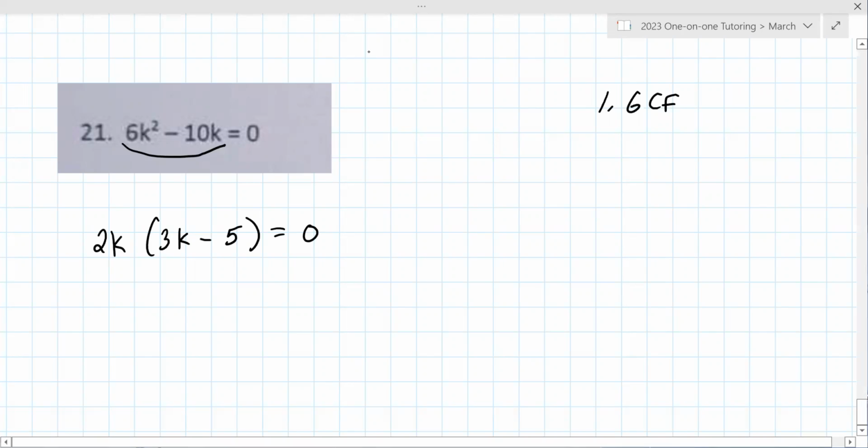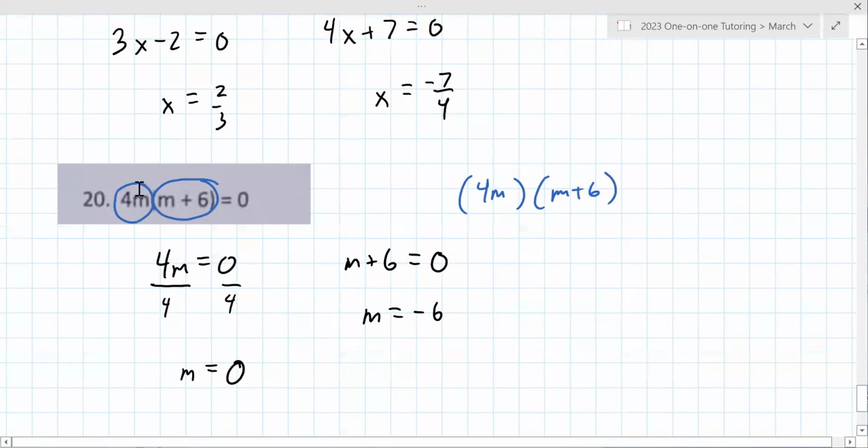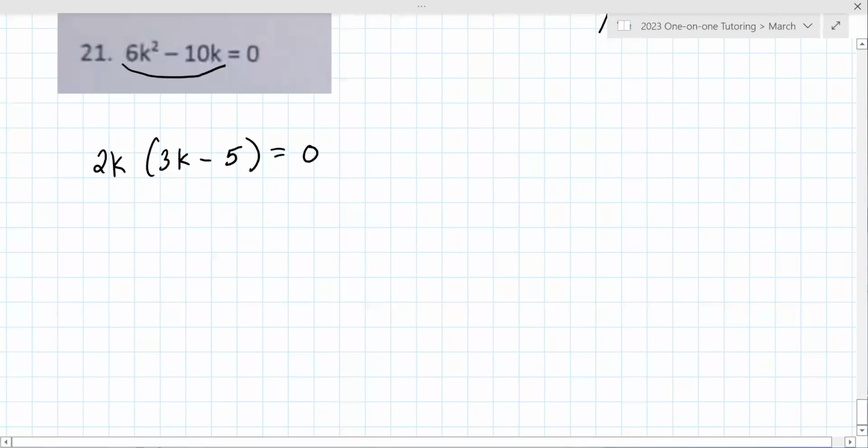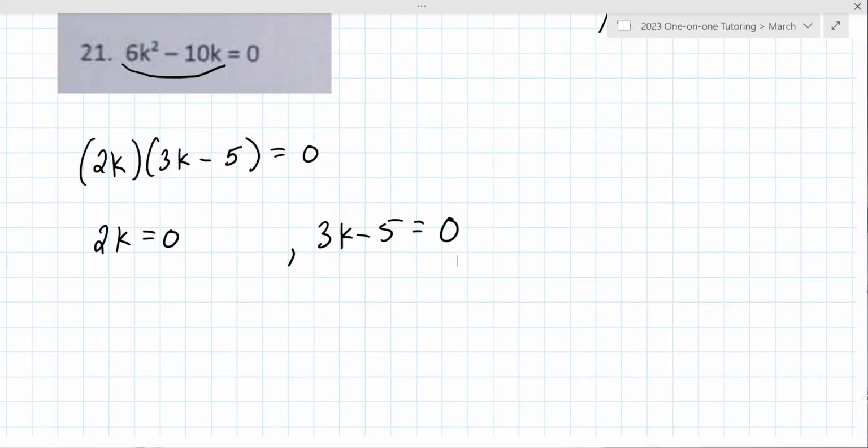So now what do you set equal to 0? What equals 0 at this point? Just like we did in the last problem. See how it was already factored in the previous problems? What are we going to set equal to 0 here? The 2k. Very good. So you can almost think of it as in parentheses 2k equals 0. What else are you going to set equal to 0? The 3k minus 5. Very good. Could you solve these for us, please?